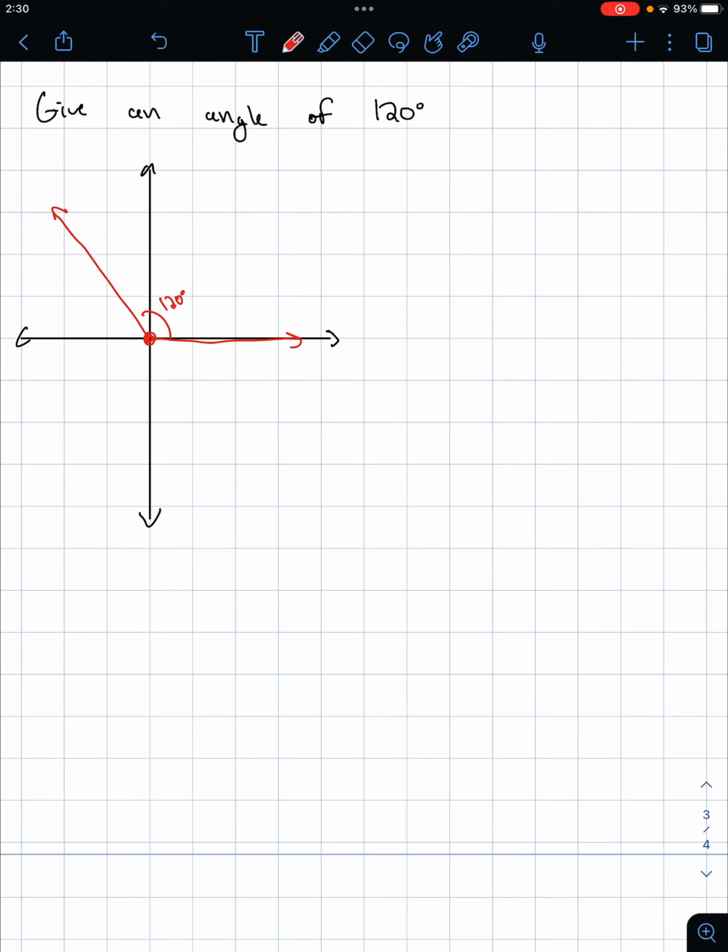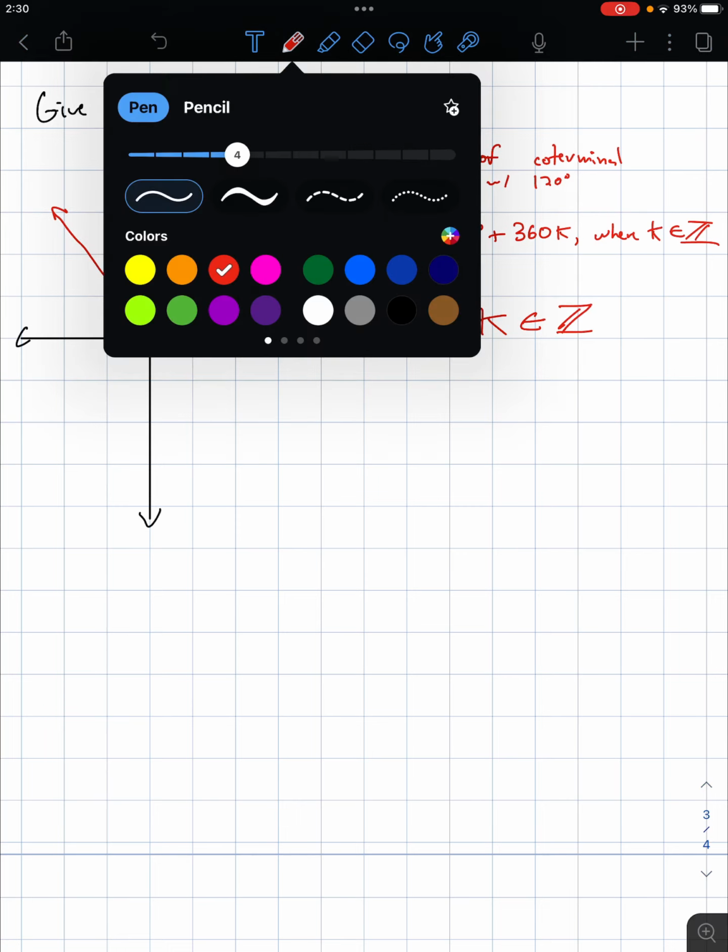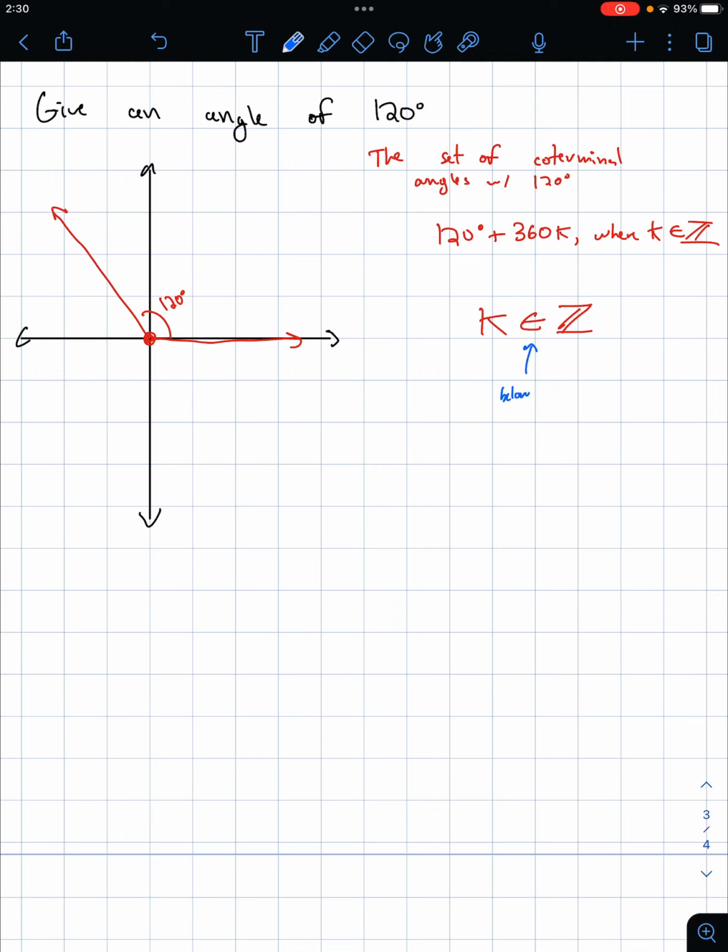But if I wanted all coterminal angles, the set of coterminal angles with 120 degrees, I could write that as 120 degrees plus 360k, where k is an integer, and that just means k belongs to the set of integers. So it means k is an integer, basically.